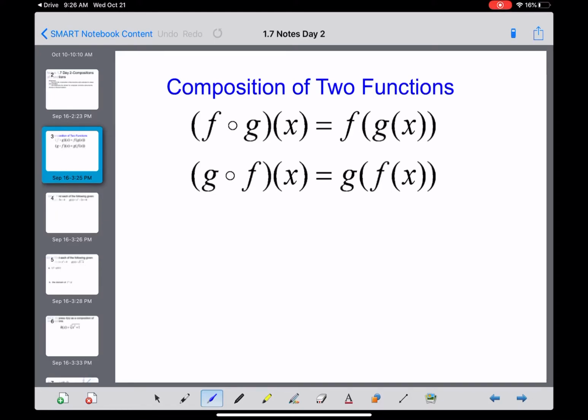These have started showing up on the ACT in the last several years, so they could use either of these. Notice it's an open circle, so that it's not multiplication. I prefer to write it the second way, so anytime I see the first way, I will rewrite it the second way. That's what makes the most sense to me.